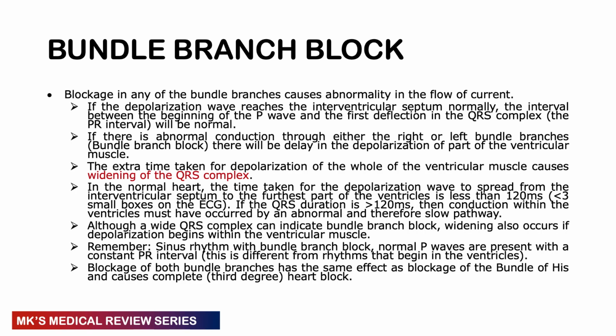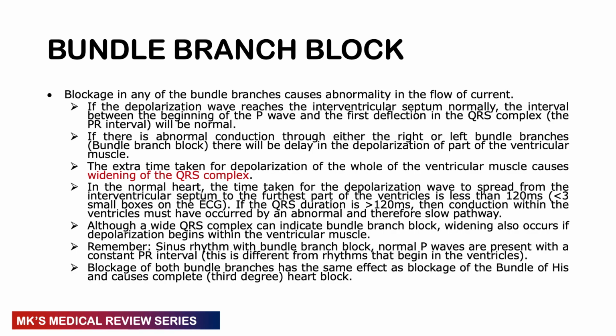So in a normal heart, the time it takes for the depolarization actually to spread from the interventricular septum to the furthest part of the ventricle should be less than 120 milliseconds. So that's less than 3 small boxes on the ECG. So if it's greater than 3 small boxes on the ECG, it means that your ventricles are conducting this very slowly and the electrical activity is flowing through an abnormal pathway. It's not really flowing through the normal usual pathway. So the wide QRS complexes could be pointing towards bundle branch blocks, but also it could be meaning that the impulse is actually starting off in the ventricles in some cases.